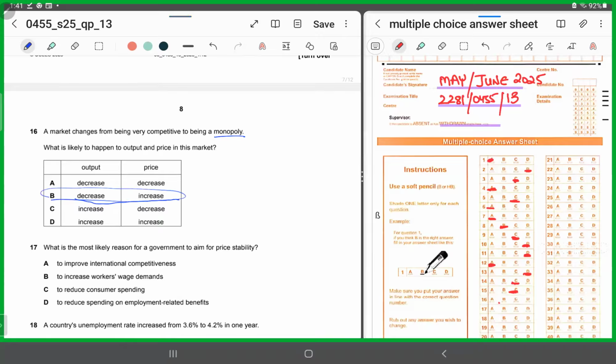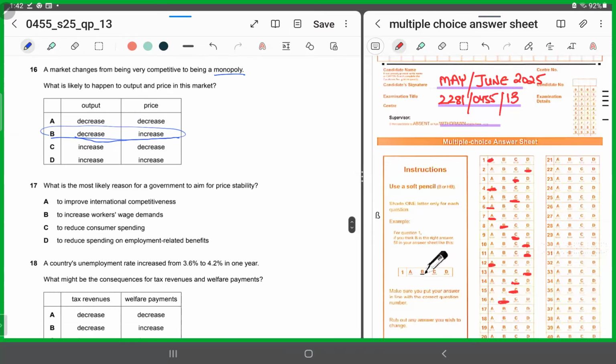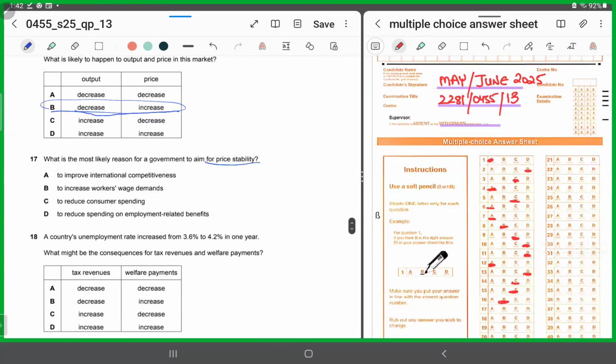Number 17. What is the most likely reason for a government to aim for price stability? Why do you think a government would want price to be stable? Because it wants to reduce uncertainty. When uncertainty falls, trade would improve. There would be less fluctuation in trade. So it wants to improve its international competitiveness. So for 17, we'll shade in A.